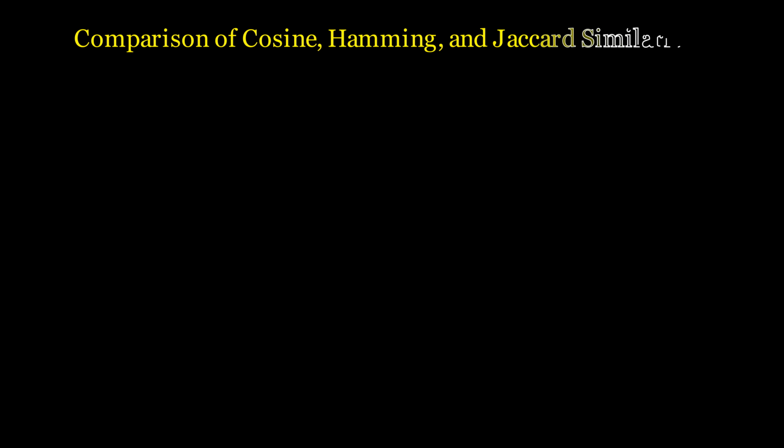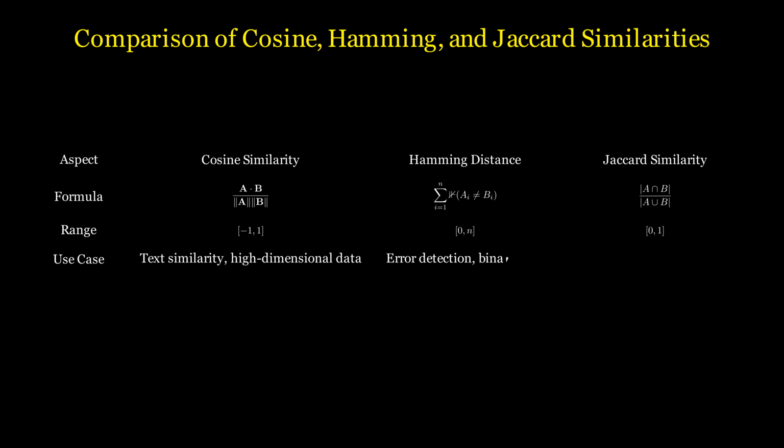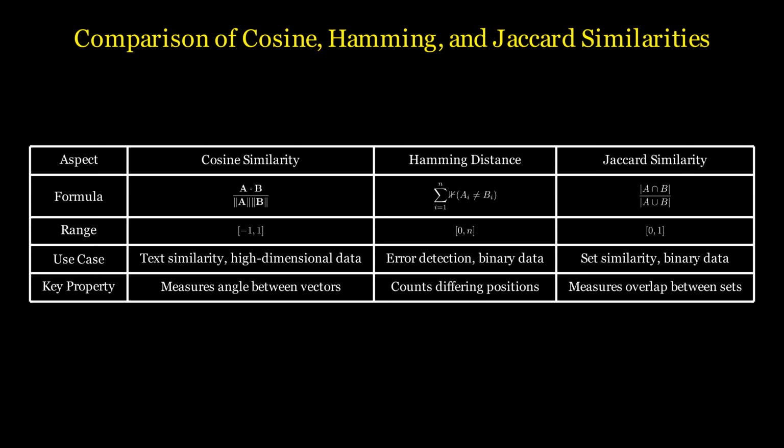Let's compare cosine similarity, Hamming distance, and Jaccard similarity. We'll explore their formulas, use cases, and key properties. Here is a table summarizing the differences. Cosine similarity calculates the cosine of the angle between two vectors. Hamming distance counts the number of positions where the corresponding values differ. Jaccard similarity measures the overlap between two sets by dividing the size of their intersection by the size of their union.